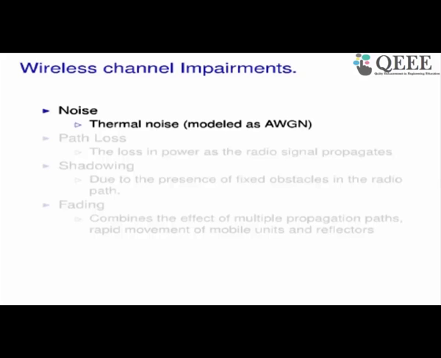So the first topic of today's lecture: what are the impairments that happen in a MIMO channel or in a wireless channel? First, as in the case of the wired channel, there is AWGN, the additive white Gaussian noise channel. It is the thermal noise, it is additive noise, and it is there because of the receiver.